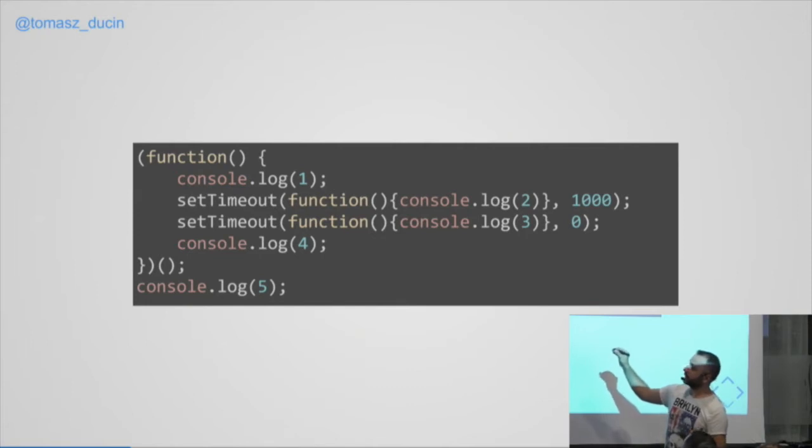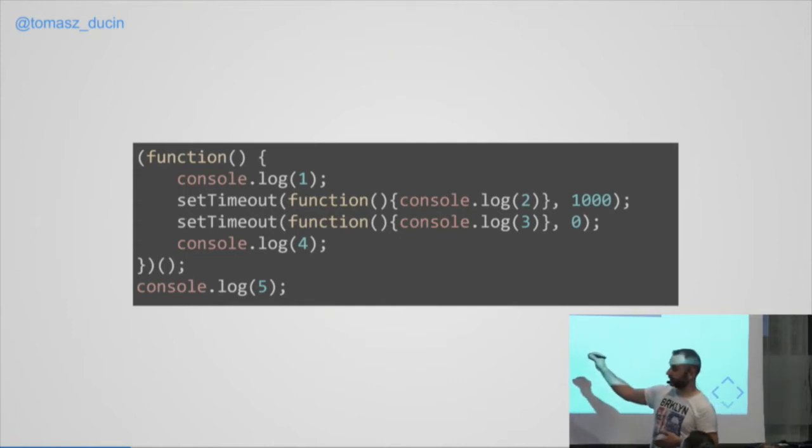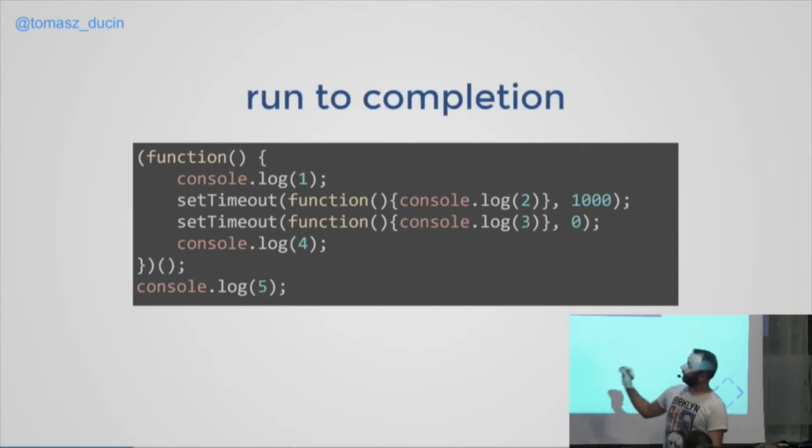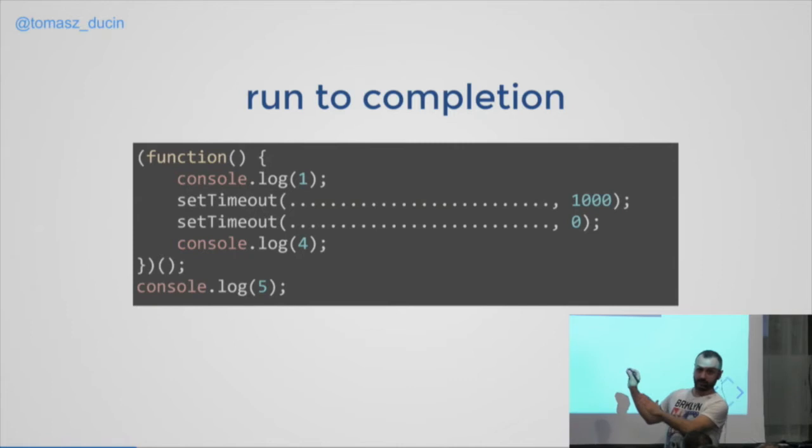So we are just executing one. We are registering the timeout for this function. We're registering the timeout for another function, and at this moment, the timer is starting, right? It's in another thread. We're executing 4. Now we hit the end of the function, so it's basically return undefined. We're getting here console log 5, right? And the first message is done. This is the first message, right?